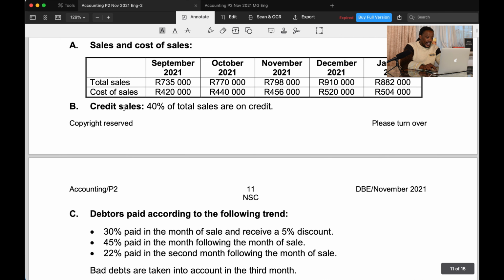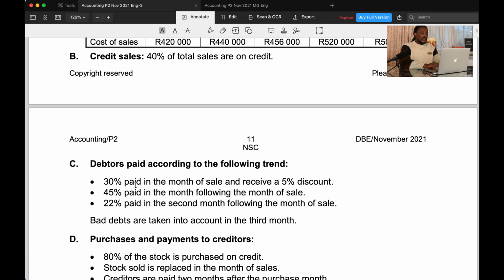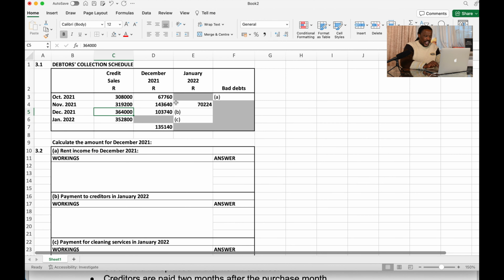We did our test. Let's read additional information, which is C. C says debtors are paid according to the following trend. 30% paid in the month of sale and receive a 5% discount. 45% paid in the month following the month of sale, 22% paid in the second month following the month of sale. Bad debts are taken into account in the third month. Very simple. Very nice. You just follow the steps.